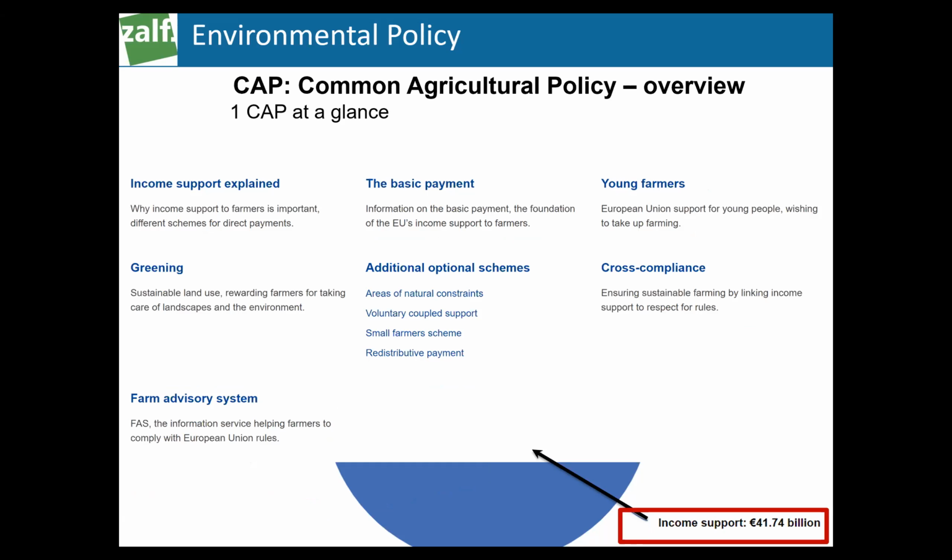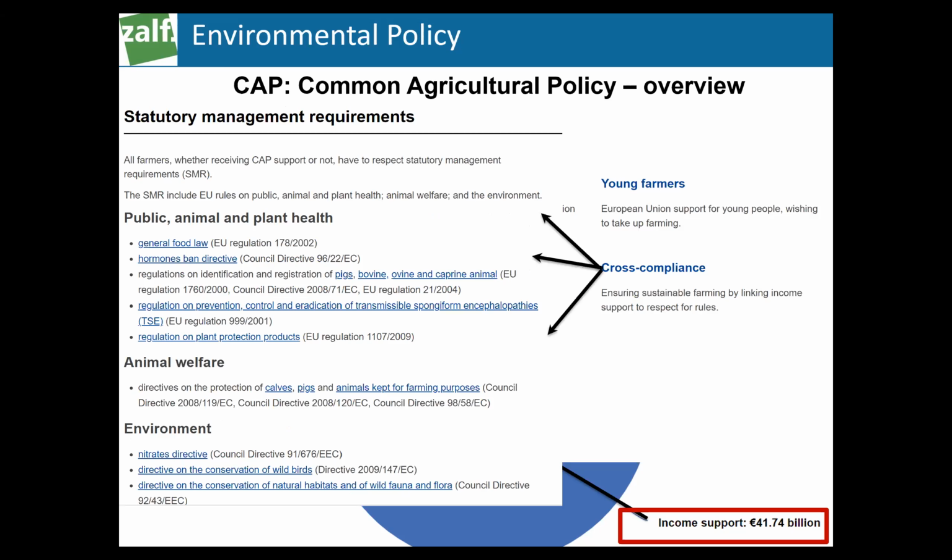There are young farmer programs. We don't look at those. They will, of course, also be supported to have young farmers in the business to keep production alive. Then there are basic payments and farm advisory systems, of course, but the major points are the greening and the cross-compliance.